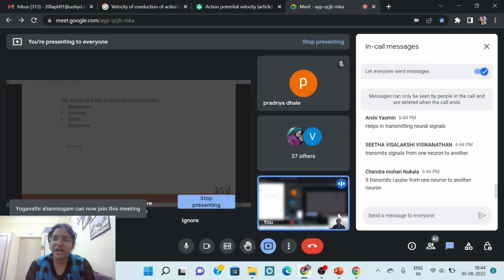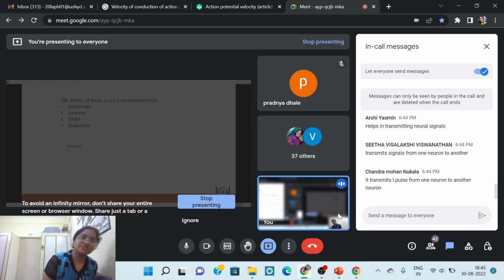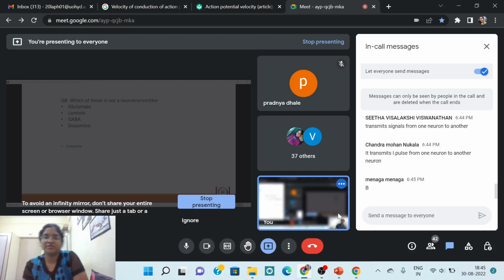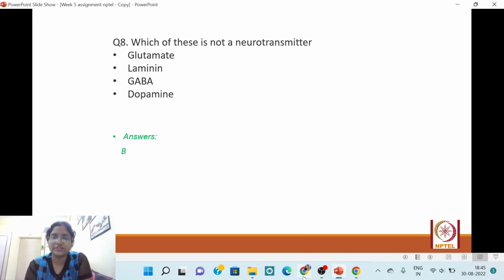So our body can't function without neurotransmitters. They are the chemical messengers of our body, right? And we have many neurotransmitters in our body, out of which, among the options, there is one which is not a neurotransmitter. I guess everyone is giving the correct answer. Laminin is not a neurotransmitter.